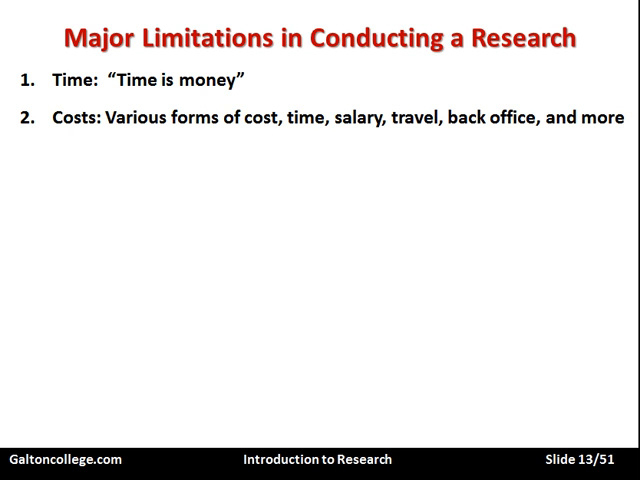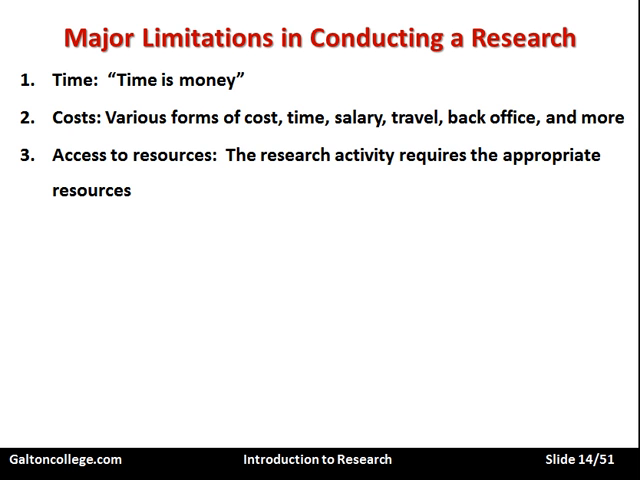And cost can take various forms. It could be time, as I said. It could be salary. The researchers need to be paid. They need to live while they're conducting the research. There's travel costs perhaps involved in the research. Or it needs back office. It needs paper, printing, support, computers, telephones. So there are costs involved in research. Access to resources. The research activity requires the appropriate resources.